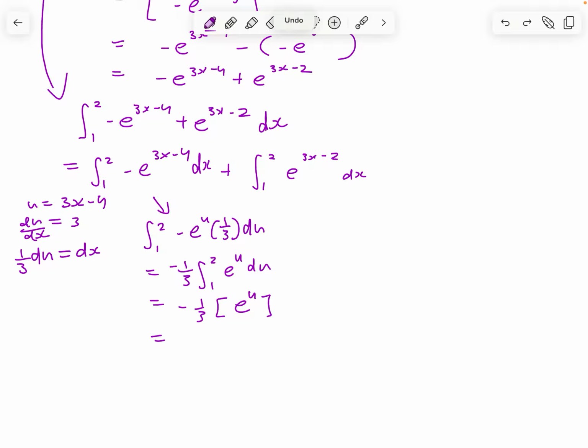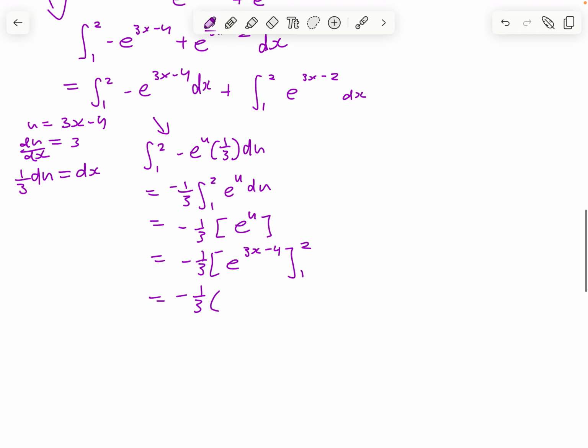And we want to plug the u back in, so e to the power of 3x minus 4 from 1 to 2, we get negative 1/3 e to the power of 3 times 2, which is 6, 6 minus 4 is 2, minus 1/3 times e to the power of 1 plugged into x, so 3 minus 4, which is negative 1. So we get that plus 1/3 e. So that's the first part.